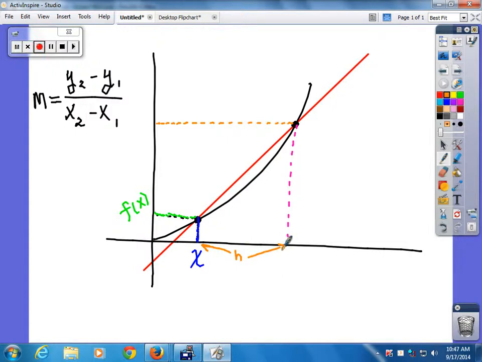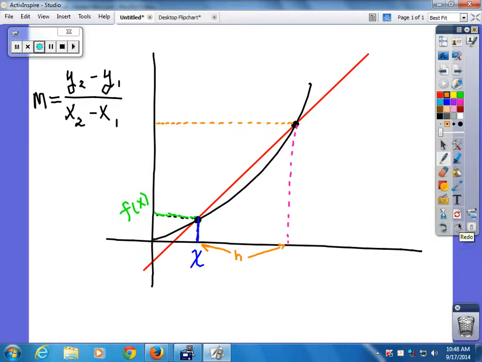So what can I call this part right here? I mean, what's this X coordinate right here? What can I call it in respect to X and H? You would call it X, you're right, but you got to do something else. You can't have two X's the same. You could call it X sub 2 if you wanted to, but that wouldn't work. X plus what? X plus H.